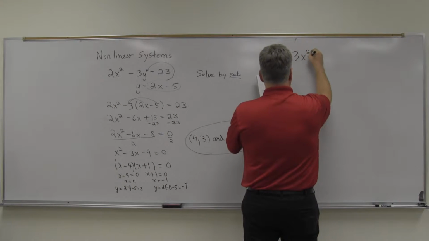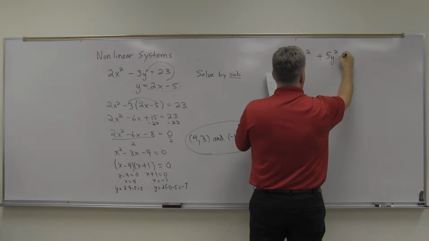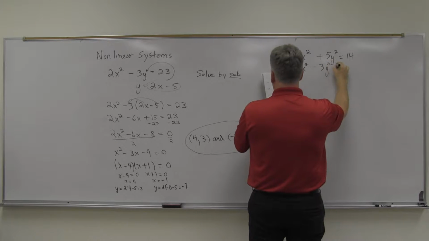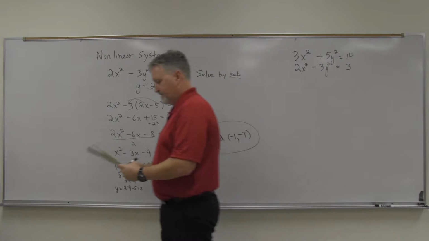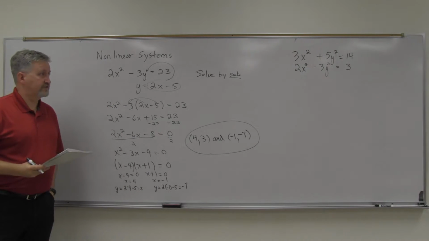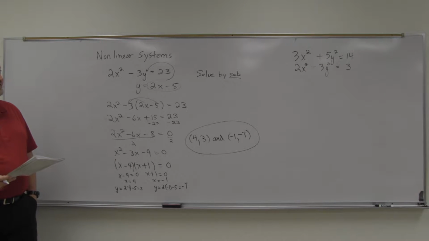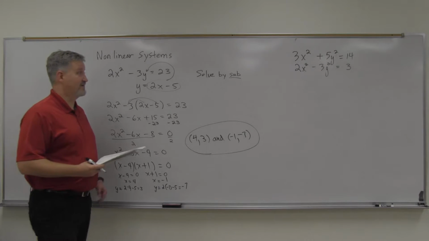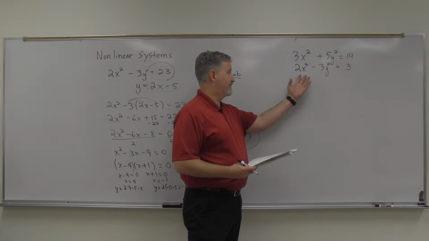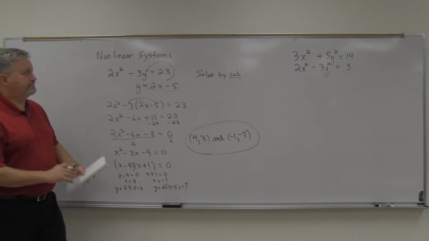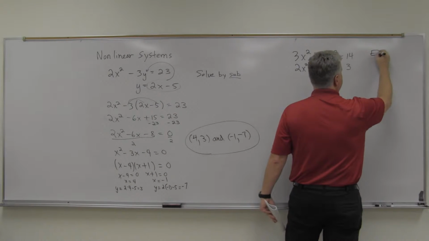3x squared plus 5y squared equals 14. And 2x squared minus 3y squared equals 3. Okay, so yeah, we've got a little more complicated one still yet. What is that one looking like, probably to you? Elimination or substitution? Probably elimination, yeah. This one's probably our elimination method.